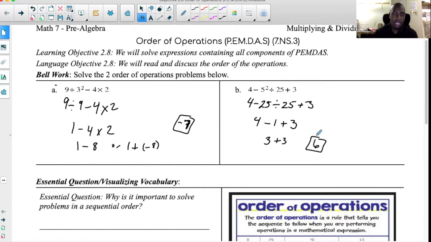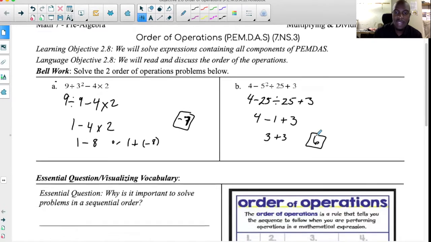So these are your bell work answers. The biggest thing here is making sure you recognize how to do exponents. It's not 5 times 2, it's 5 times 5, which is 25. And also multiplication and division are the same step, left to right. Addition and subtraction are the same step, left to right.